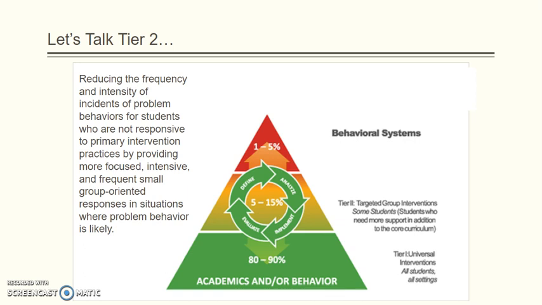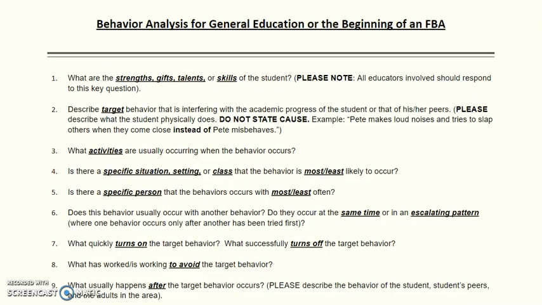Tier 2 focuses on targeted group interventions for students who need more support than what the primary campus interventions and core curriculum can provide. Tier 2 provides students with more focused, intensive, and frequent small group-oriented responses in situations where problem behavior is likely. Let's talk about analyzing behavior in general education, which is the first step to starting a functional behavior assessment, or FBA.